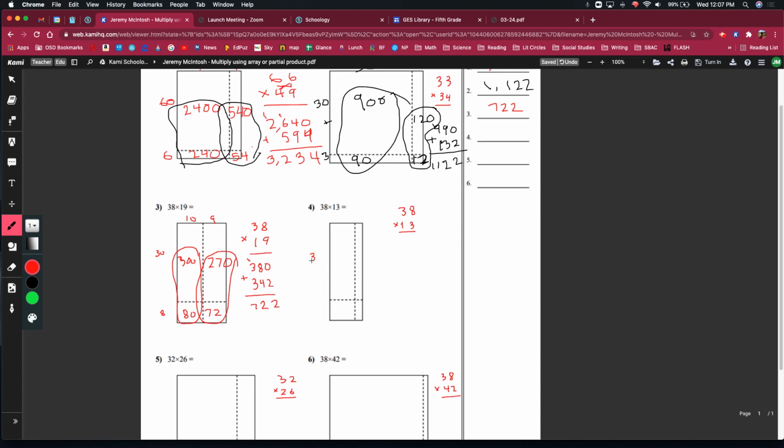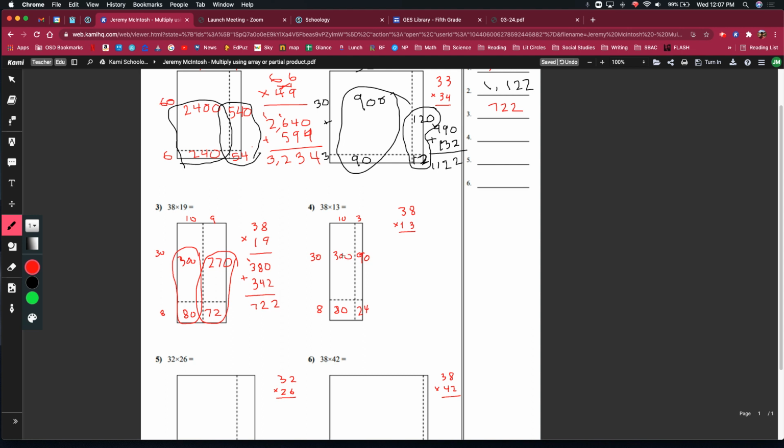All right, number 4. 38 times 13. So we're going to split up the 30 and the 8. And the 13 is 10 and 3. So 3 times 8 is the first thing I want to do. 3 times 8 is 24. Then the next thing I want to do is 3 times 30. 3 times 30 is 90. And then I want to do 10 times 8. 10 times 8 is 80. And then 30 times 10. 30 times 10 is 300.